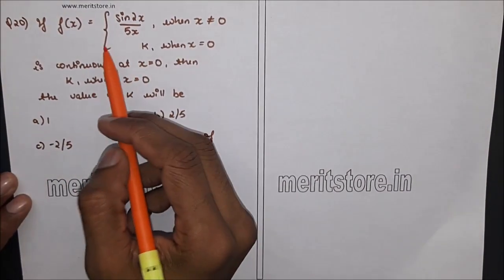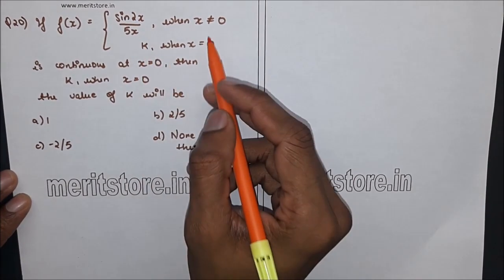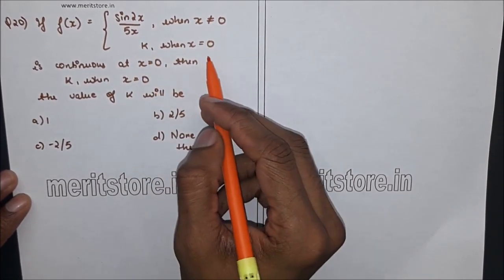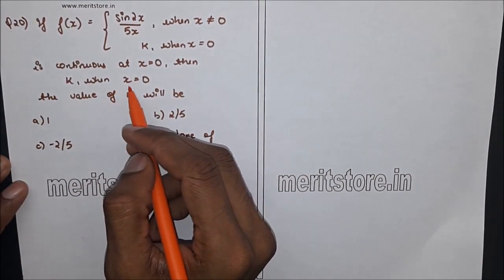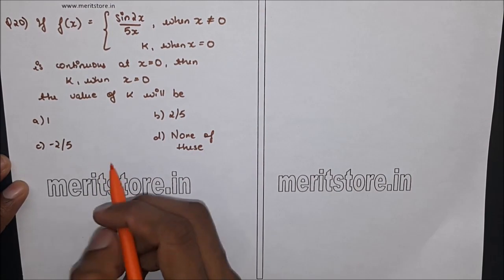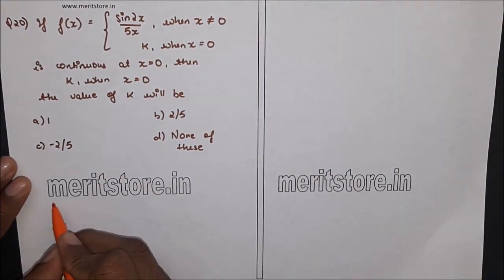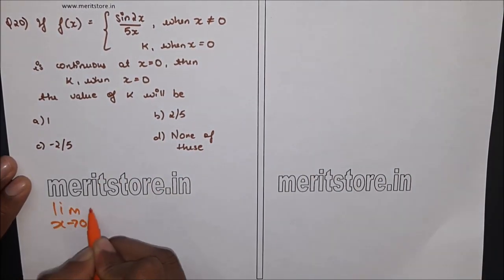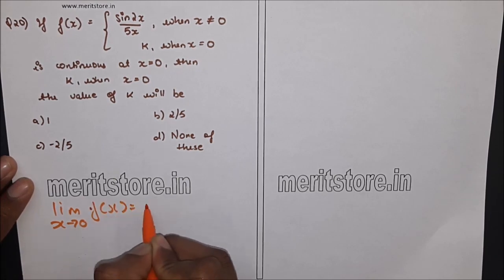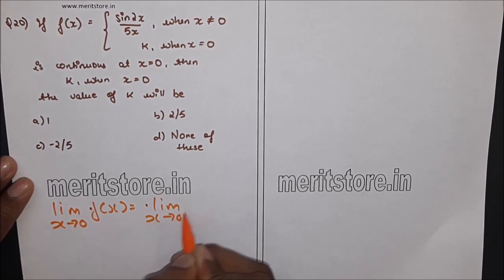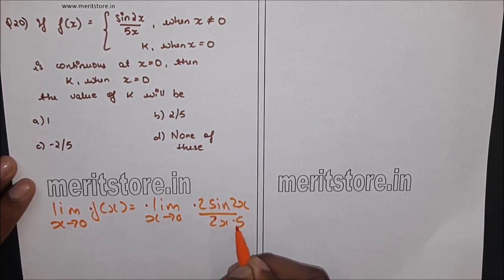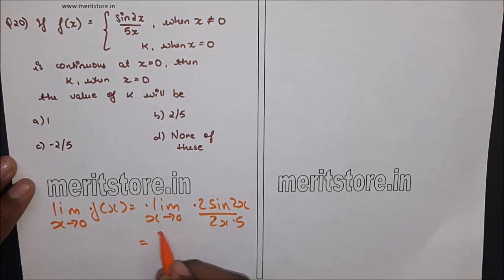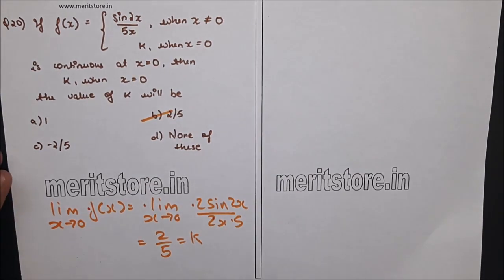Question 20. If f of x is equal to sin 2x by 5x when x is not equal to 0, and k when x is equal to 0, is continuous at x equal to 0, then the value of k will be given. We write limit x approaches 0 f of x is equal to limit x approaches 0 of 2 sin 2x upon 2x into 5. Further, we get 2 by 5, which is equal to k. Therefore option B is the correct answer.